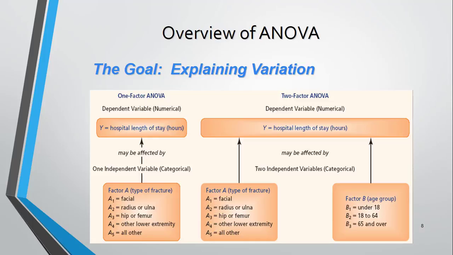Okay. So to summarize, for one factor ANOVA, in this case, the length of hospital stay in hours may be affected by the type of fracture: facial bone fracture, radius fracture, hip fracture, other lower extremity, or others. Or with 2-factor ANOVA, you can look at the length of hospital stay affected by the type of fracture as well as age group, if the person is under 18 to 64, or 65 and older. Okay, this will be 2-factor ANOVA that we can look at.